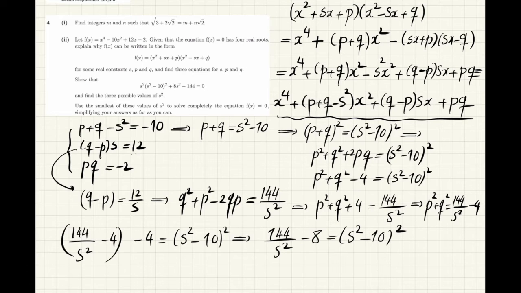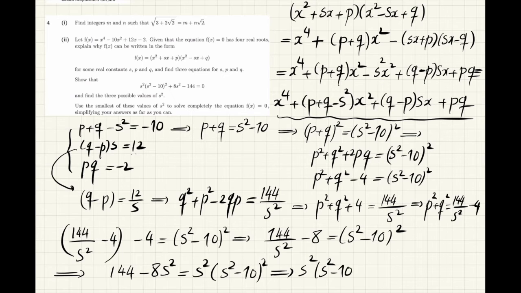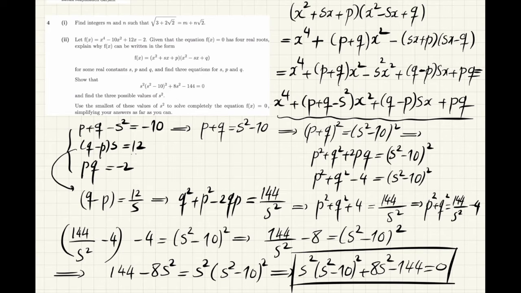Okay, now look back at the relation that you want to prove. You have s squared and everything is more or less clear, so I multiply everything by s squared. The left hand side becomes 144 minus 8s squared, and the right hand side I will have s squared times (s squared minus 10) to the 2. Okay, I move everything now to the right, so it becomes (s squared minus 10) to the 2 plus 8s squared minus 144 equals to 0. And that is exactly the relation that I was supposed to show.